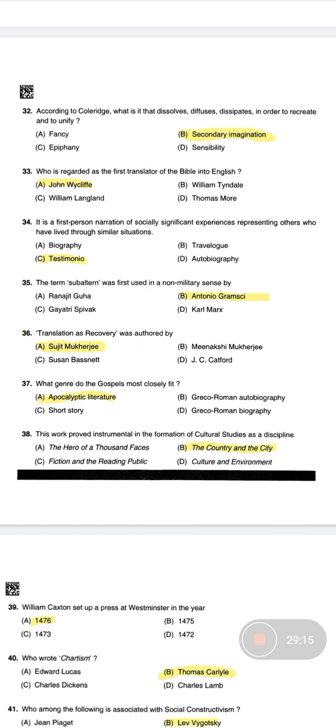The term subaltern was first used in a non-military sense by, first, before that it was used in a military sense, but who has used this term subaltern in a non-military sense? Antonio Gramsci. Antonio Gramsci is the right answer.